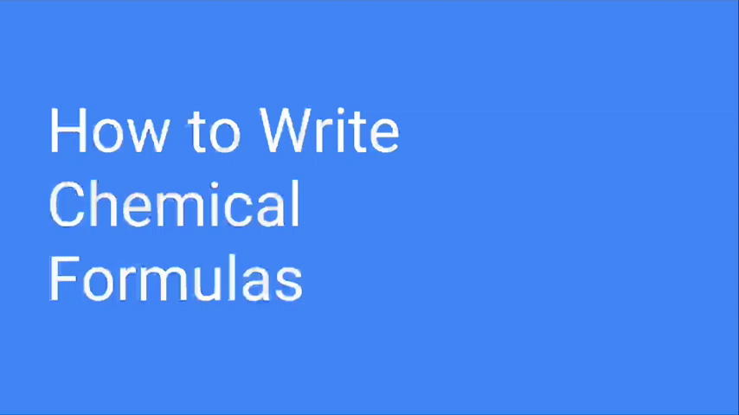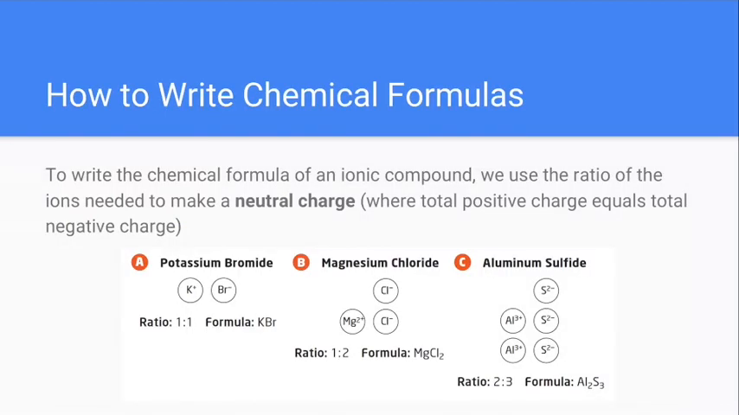So now that we know how to name them, we're going to learn how to write their chemical formulas. And this all comes down to determining that ratio that we talked about. So the ratio in that crystal lattice is what's going to allow us to write the chemical formulas for these different compounds. So to write the chemical formula of an ionic compound, we use the ratio of ions needed to make a neutral charge. So when we say neutral charge, all we mean is that the total positive charge equals the total negative charge.